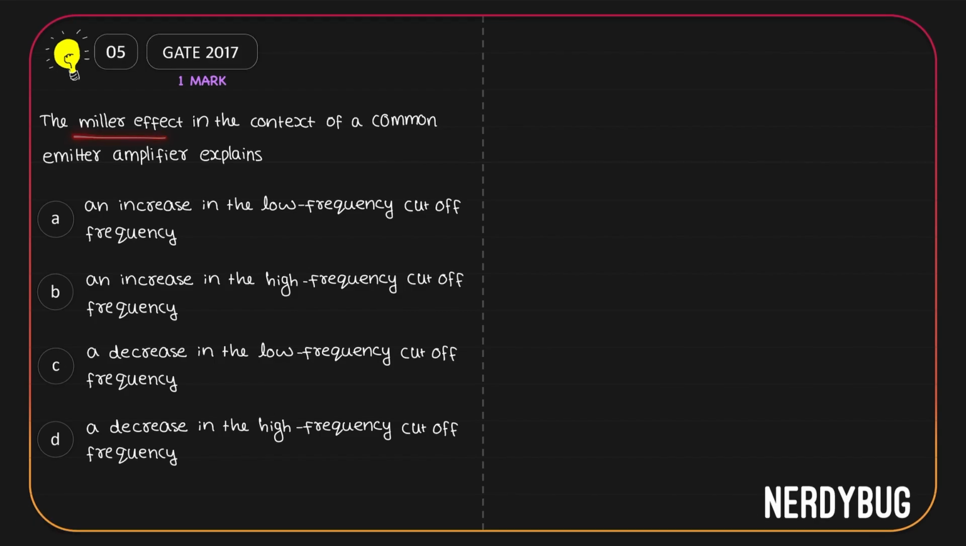The Miller effect in the context of a common emitter amplifier explains: Option A says an increase in the low frequency cutoff frequency. Option B says an increase in the high frequency cutoff frequency. Option C says a decrease in the low frequency cutoff frequency. And option D says a decrease in the high frequency cutoff frequency.